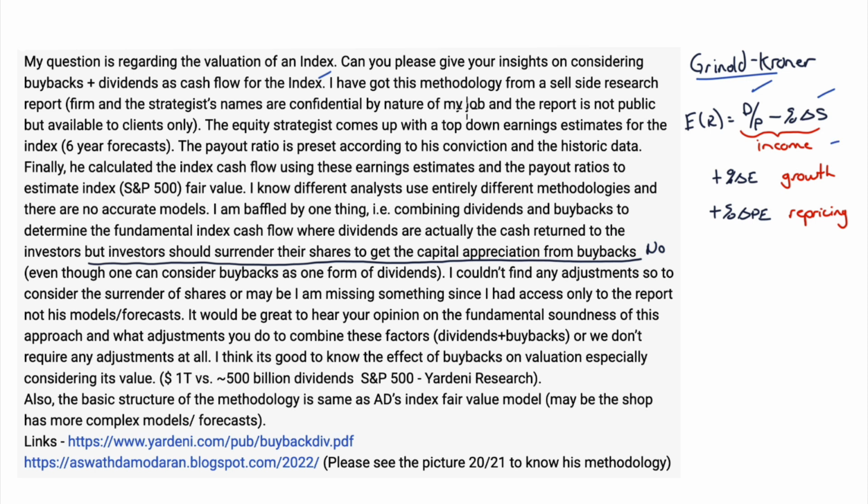I've got this methodology from a sell-side research report. Forget the brackets here. The equity strategist comes up with a top-down earnings estimate for the index. The payout ratio is preset according to his conviction and the historic data. That would be the dividend yield. Finally, he calculates the index cash flow using these earnings estimates and the payout ratios to estimate fair value. I know different analysts use entirely different methodologies, and there are no accurate models. I'm baffled by one thing: combining dividends and buybacks to determine the fundamental index cash flow, where dividends are actually the cash return to investors, but investors should surrender their shares to get the capital appreciation from buybacks.